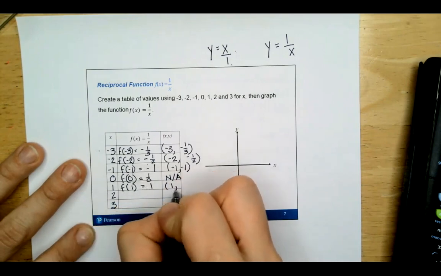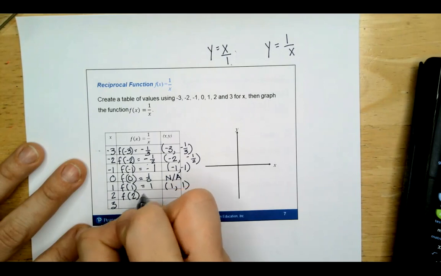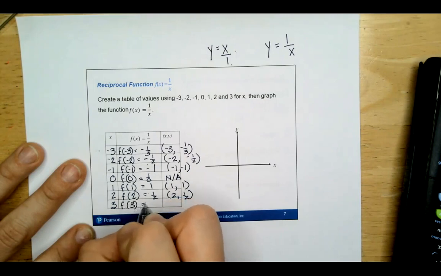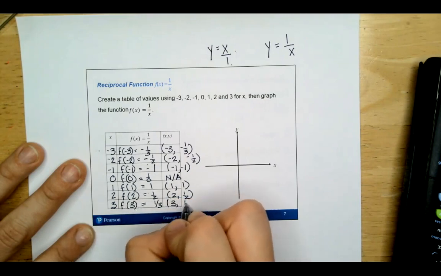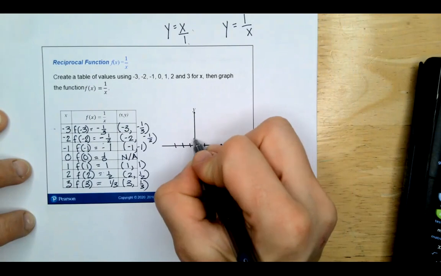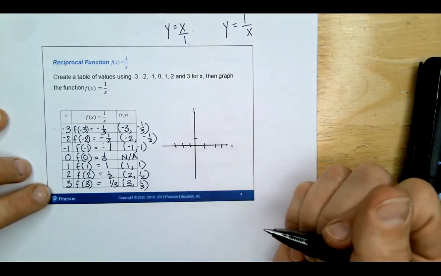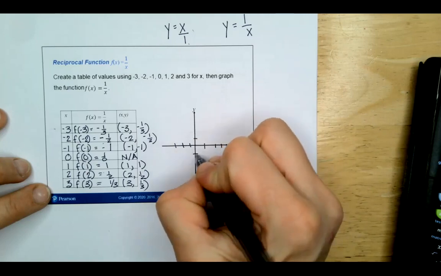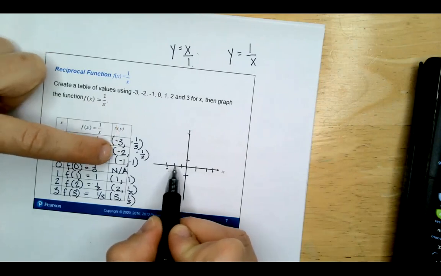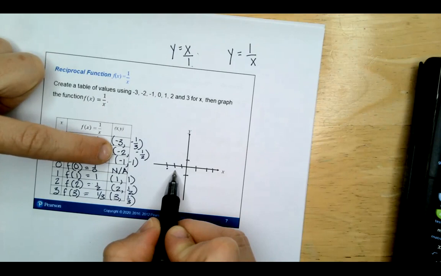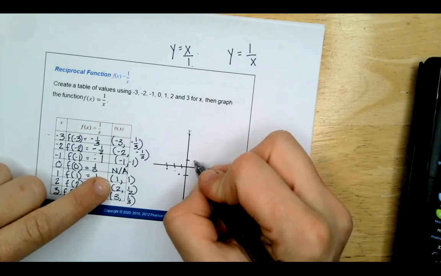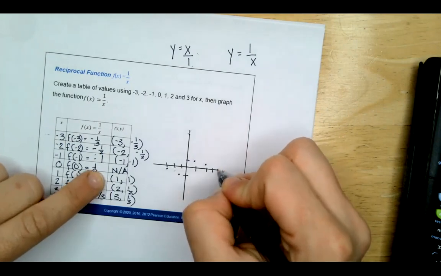When x is 1, y is going to be 1. When x is 2, y is going to be +1/2. When x is 3, y is going to be 1/3. Good, so let's graph these. I think the biggest you go on y is 1, and -1. All right, from -3, -1/3, -2, -1/2, -1, -1, 0 doesn't exist, 1, 1, 2, 1/2, 3, 1/3.